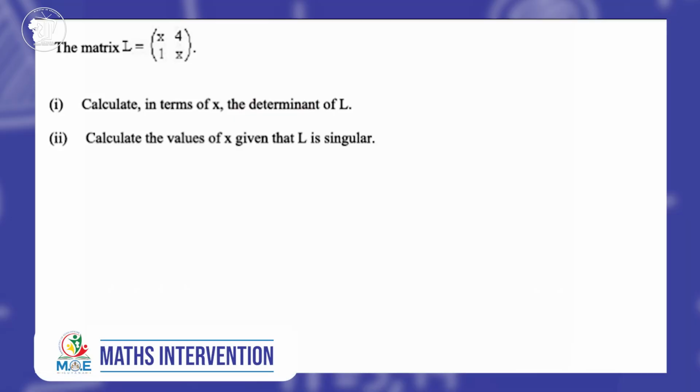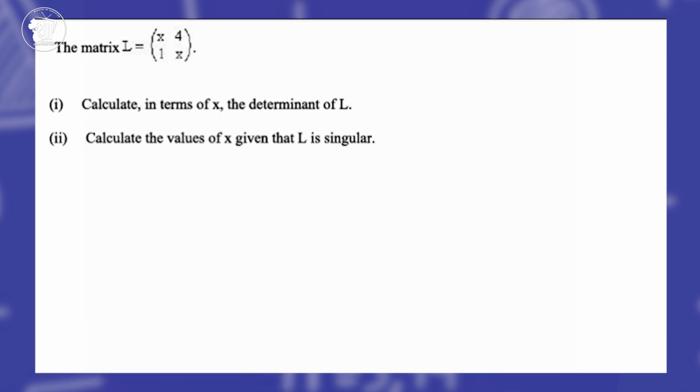So this question says the matrix L is equal to [x, 4; 1, x]. The first one says calculate in terms of x the determinant of L. So let's find the determinant of L.